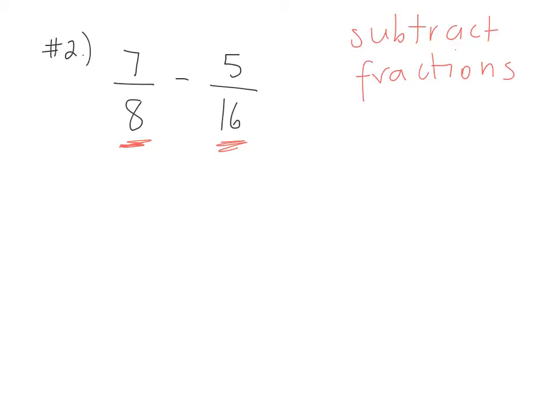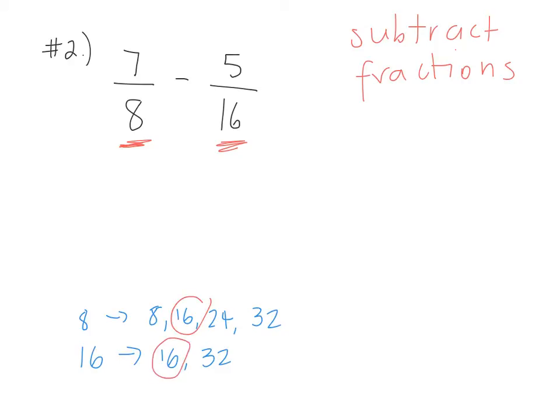You're trying to look for multiples, not factors. You could do it the other way, but then you're getting into decimals. Multiples of 8, for example, are 8, 16, 24, 32. And multiples of 16 are 16, 32. We're looking for the lowest common multiple, which is 16. If you find the lowest common multiple, your answer is easier to get into lowest terms.